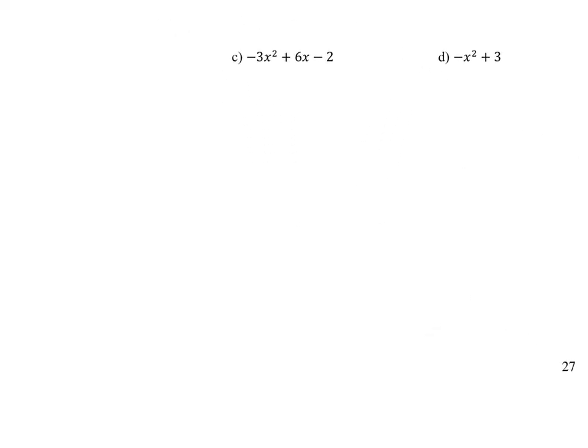All right, let's do C and D in this video. All right, C. C is a little different now because we have an A term that's not 1. That's right here. So there are ways to do double bubble and deal with an A term that's not 1.